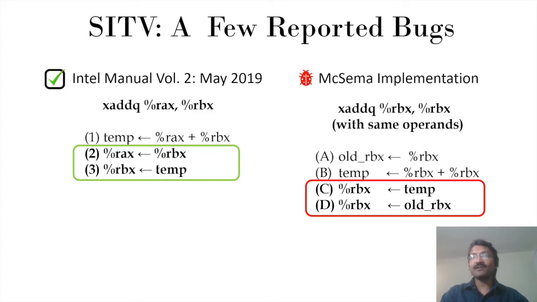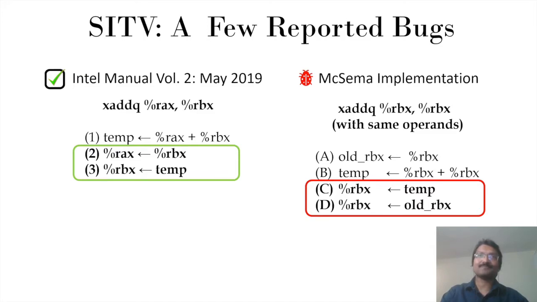On the right hand side, we have Maxima's implementation of the same instruction when the operands are the same registers. And we can see that steps 2 and 3 on the left hand side are reversed in this implementation. As a result, the value of the destination register RBX at the end of the instruction is the input value of RBX, whereas using the correct implementation on the left, the destination value should be twice the value of input RBX.